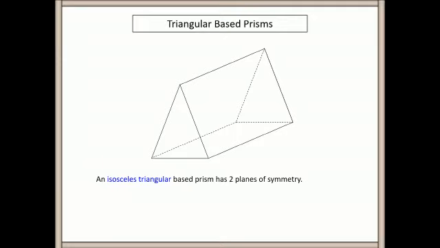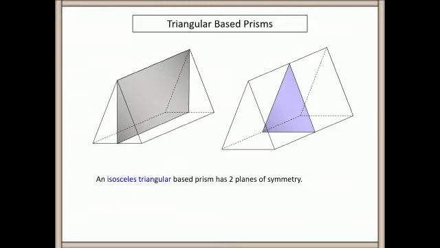Okay, so first we discuss isosceles. Isosceles means two sides are equal. It is the same as a triangle. In an isosceles triangle, you can draw one line of symmetry. It is a 3D shape and it is a prism. We can cut it in another way, so you will get two planes of the prism, lengthwise and then widthwise. We can see it like that. Okay, so an isosceles triangular based prism has two planes of symmetry.